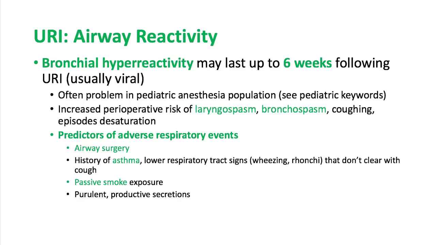If someone has a URI, they can have bronchial hyperreactivity for up to 6 weeks or so after resolution of the URI. This is often a problem in the pediatric anesthesia population who are coming in for, for example, ambulatory surgery like tonsillectomy. And there is an increased risk, if someone has had a recent URI, of perioperative problems like laryngospasm and bronchospasm because of that bronchial hyperreactivity.